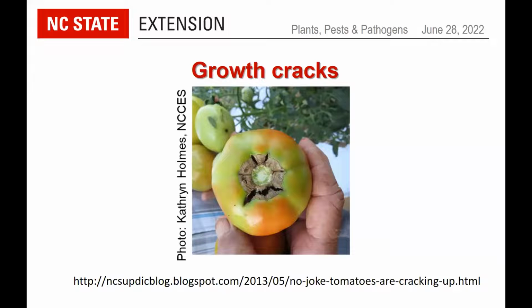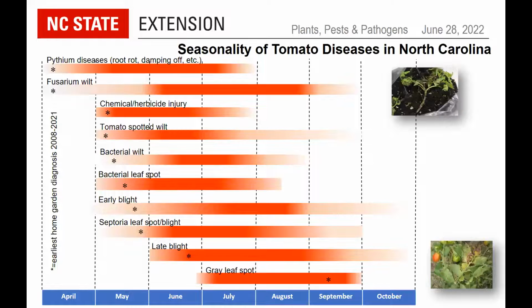And then I want to leave off with, before I talk about a few management recommendations in general, the idea that these different diseases have a sort of seasonality. So the bar represents the period of time when you might expect to see it, with the most intense coloration being when you'd most likely see it. So right now, June, July, August, these are the hot times for most of our tomato diseases.